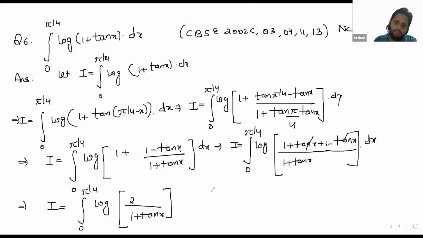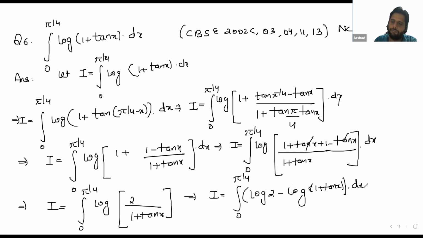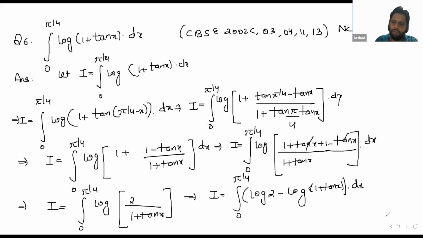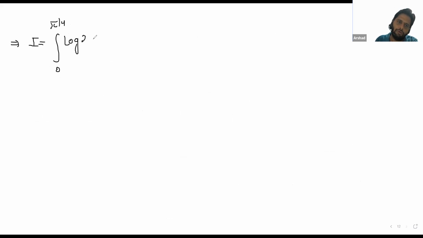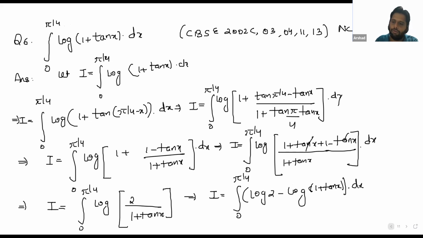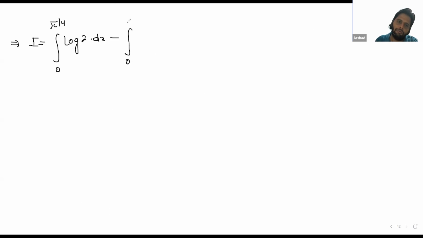So here I is equal to 0 to pi by 4. Open this, use the property of log. So log 2 minus log of 1 plus tan x, dx. Now we need to integrate both these functions, so write it this way. I is equal to 0 to pi by 4, you need to integrate this log 2 dx minus integral 0 to pi by 4 log 1 plus tan x dx.